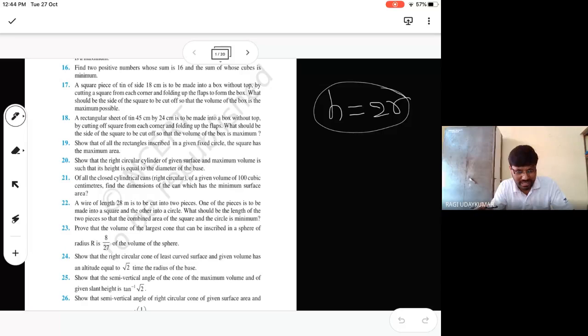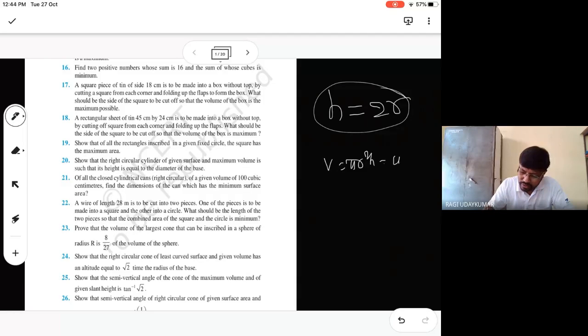The volume of 100 cubic centimeters is given. Like in the previous problem, where the surface area was fixed, S is fixed. Here the volume is fixed. So when the volume is fixed, what do you have to do in this situation? Volume is to be taken as pi r square h.